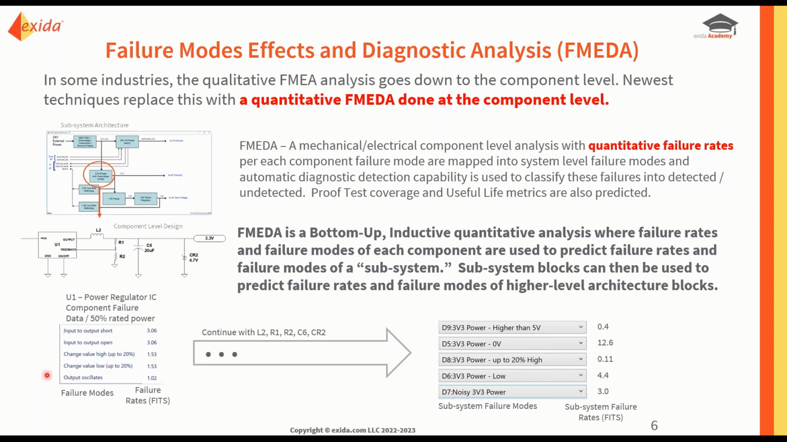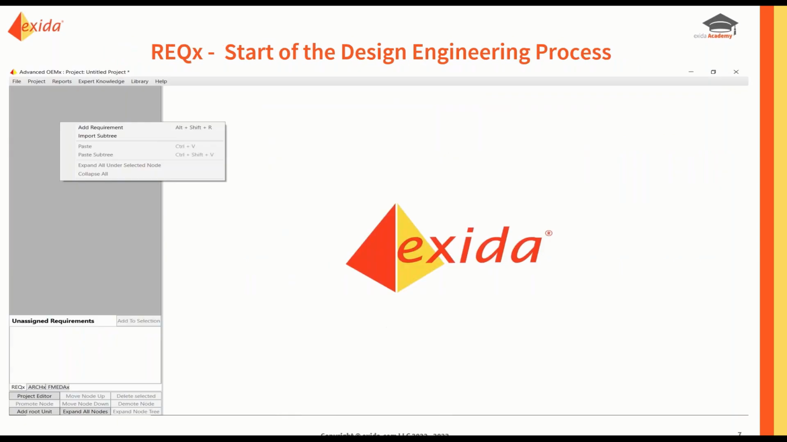The failure modes are automatically populated into the tool, and the failure rates for each of those different failure modes are also automatically populated. You then pick the failure modes that are applicable from the sub block that you're analyzing for this component. You do this for each component in your design, and ultimately that's how your FMEDA is done. What we will first look at here is the main OEMX tool.